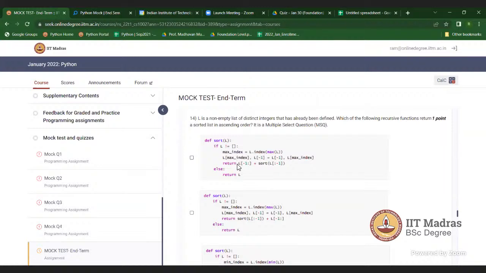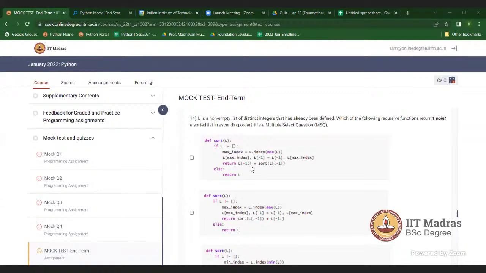Now what we are returning is L of minus 1 plus sort of L of minus 1. Until now, what we did is correct, but the way we are returning is not correct, because we are having the maximum element first, which gives the descending order instead of the ascending order. The max element is at the last, because we are swapping it.